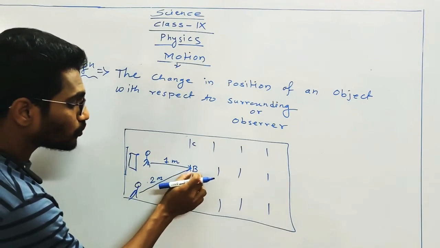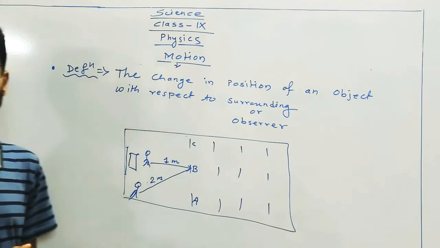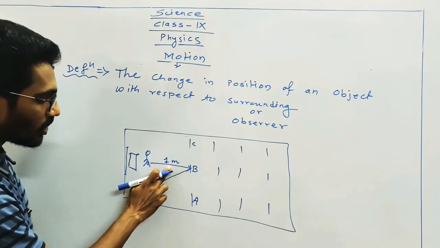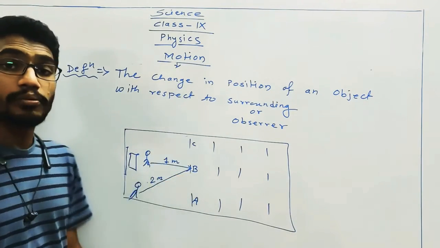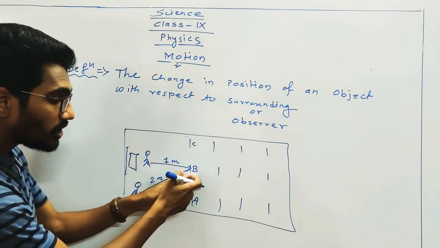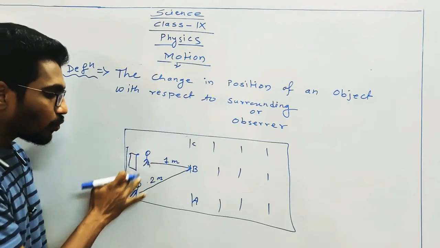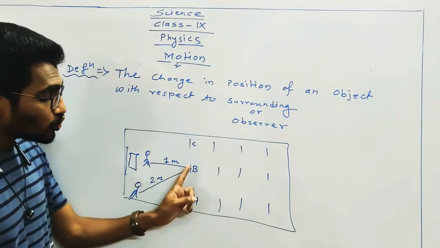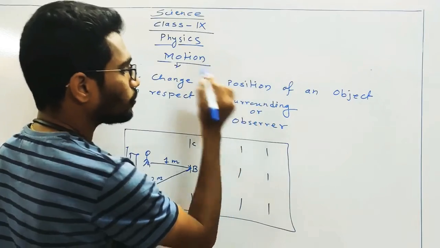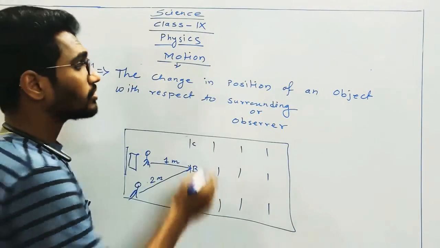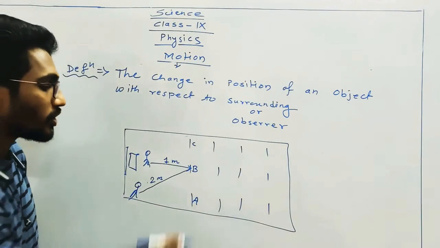So with respect to student B, teacher changes its position, yes or no? Initially it is 1 meter away from student B. Finally it is 2 meter away from student B. So student B says that teacher changes its position with respect to me. So teacher is in motion. Is it clear to all? Teacher is in motion with respect to student B.